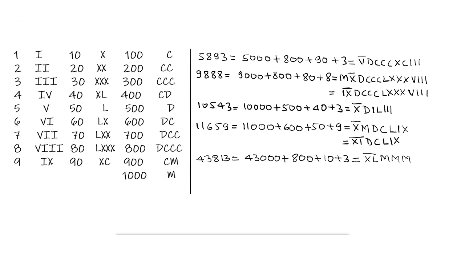This is 43,000. Now 800. 800 is DCCC. And 13. 10 is X and 3 is III. So this becomes XL bar MMM DCCC XIII. So this becomes 43,813.